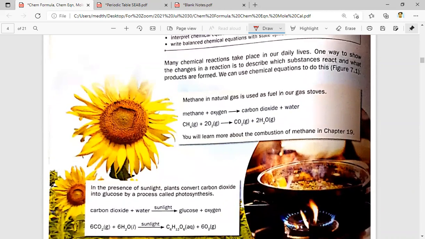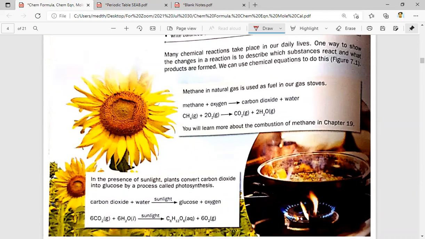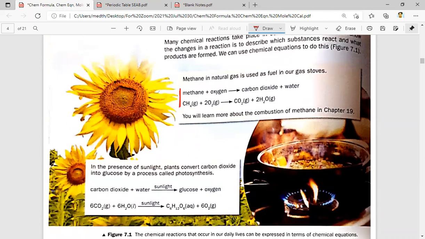For chemical reactions that take place around us, we need a way to describe what's happening. You can see that there are two ways to describe it. Methane plus oxygen gives carbon dioxide and water. This one over here, we call a word equation, meaning you're using words to describe what's happening. This one over here, we call a balanced chemical equation. You realize you're using all the formulas that you have picked up just now, and you're putting them into symbols. Okay?